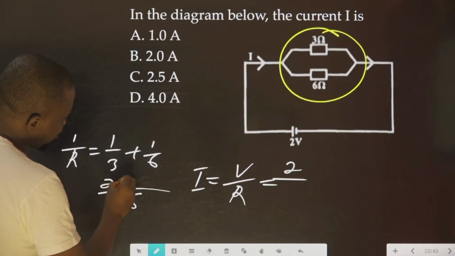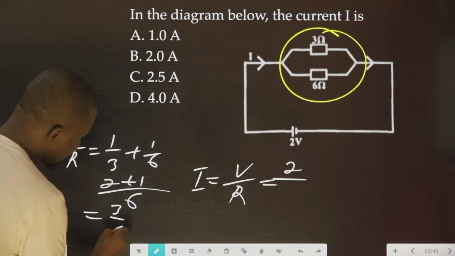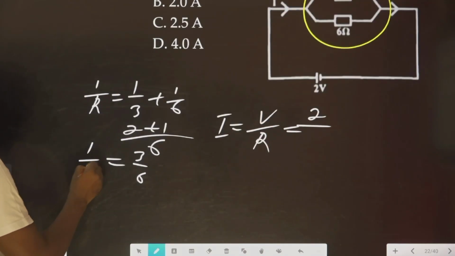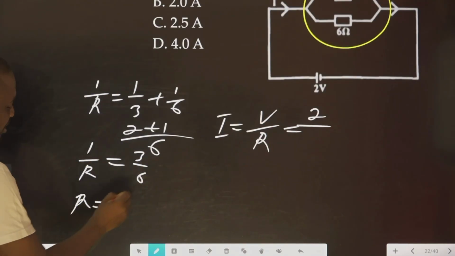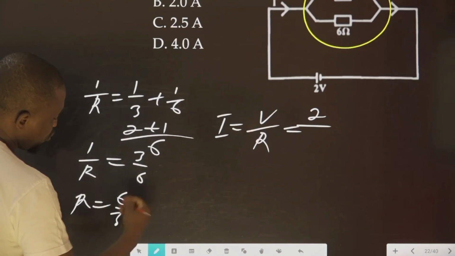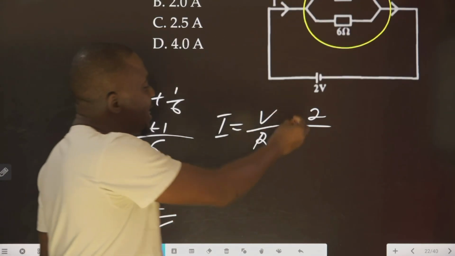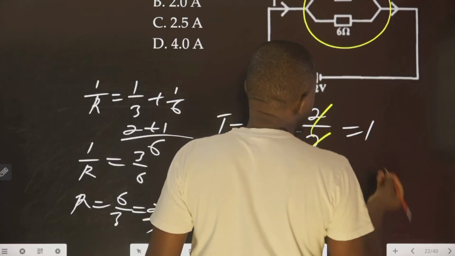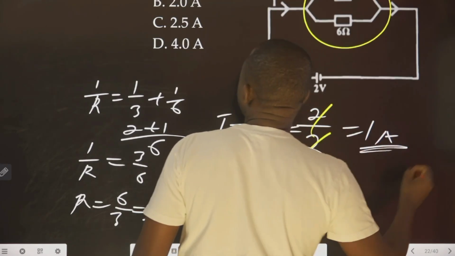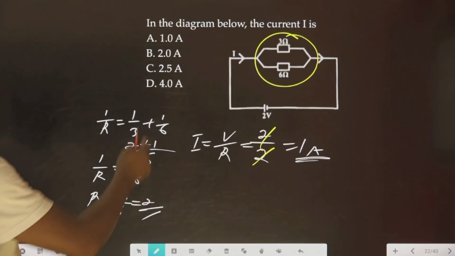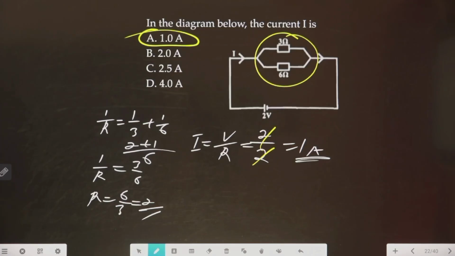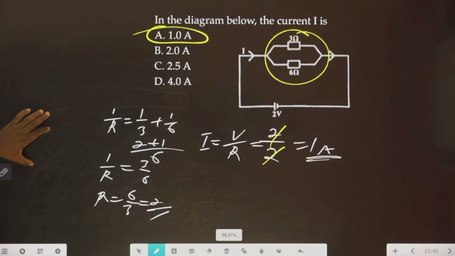You agree with me, this is 2 plus 1, which is 3 over 6. That's 1 over R. Cross multiply, R is therefore 6 over 3, which is simply 2. It means here is also 2. This is 1 amp. Okay? 1.0. The answer is A. Hope you understand this.